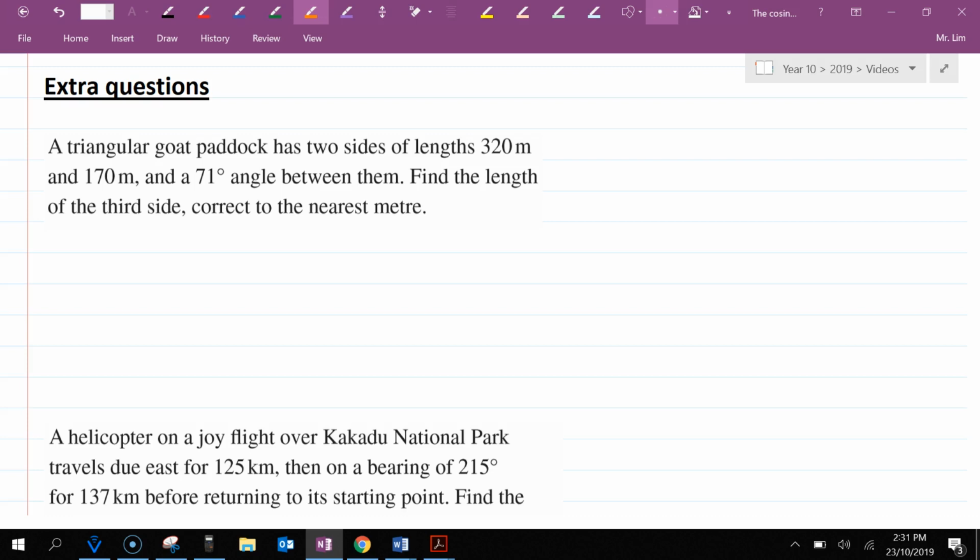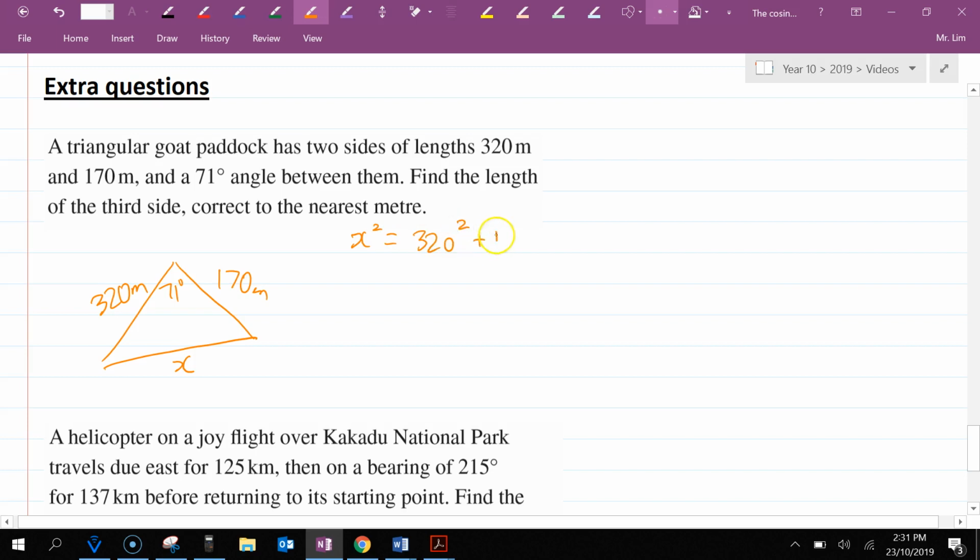So whenever we are given a worded problem like this, always draw a diagram. 320 meters, 170 meters, and the angle in between them is 71 degrees. So we need to work out this. Because we're given 2 sides and the angle between them, we need to use the cosine rule. So we have x squared is equal to 320 squared plus 170 squared minus 2 times 320 times 170 times cos 71. Remember, the angle is always opposite to the side that we're trying to find.